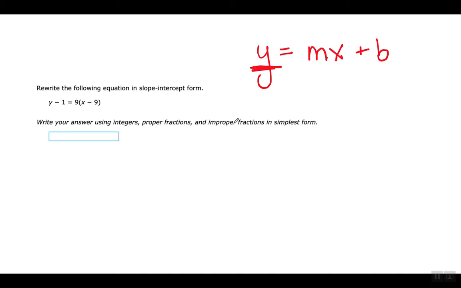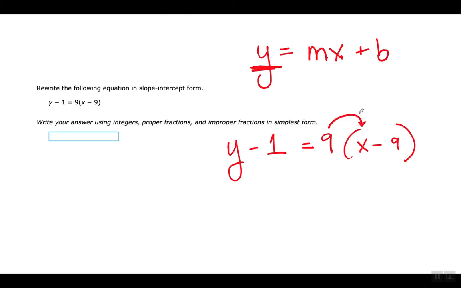All right, so if you look at this example, let me do it down here, okay? You have y minus 1 equals 9 parentheses x minus 9. So the first thing I'm going to do is distribute this 9 to everything inside the parentheses. Okay, lo primero que voy a hacer es multiplicar este 9 por todo lo que está dentro de los parentheses. Once I do that, I'm going to have y minus 1 equals 9x minus 81.